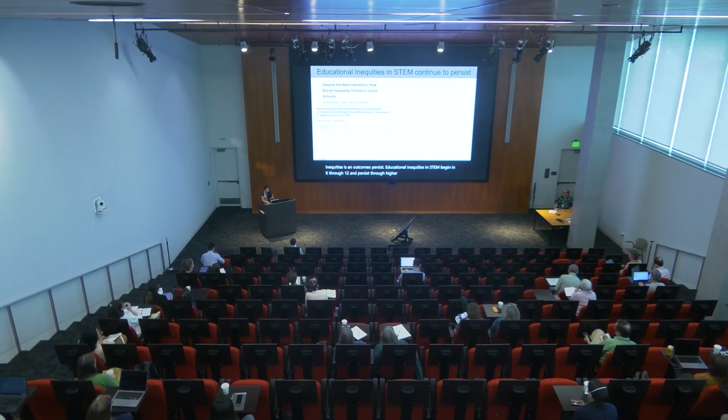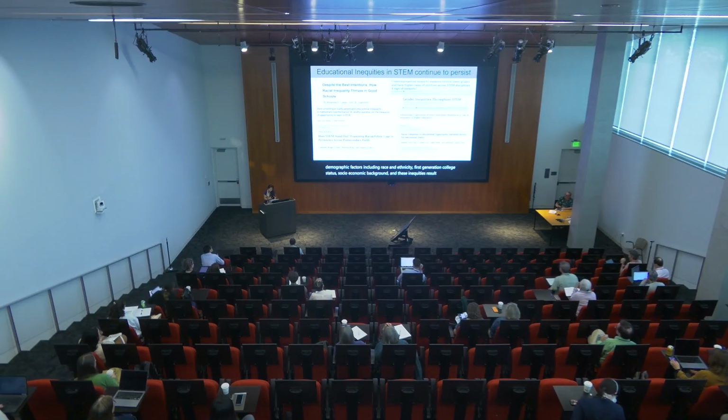The literature consistently documents disparities in access, participation, and outcomes across demographic factors including race and ethnicity, first-generation college status, and socioeconomic background. And these inequities result in lower enrollment, reduced retention, and unequal achievement. So it's really a terrible cyclical cycle. And addressing all of these gaps, of course, requires structural change at all educational levels.